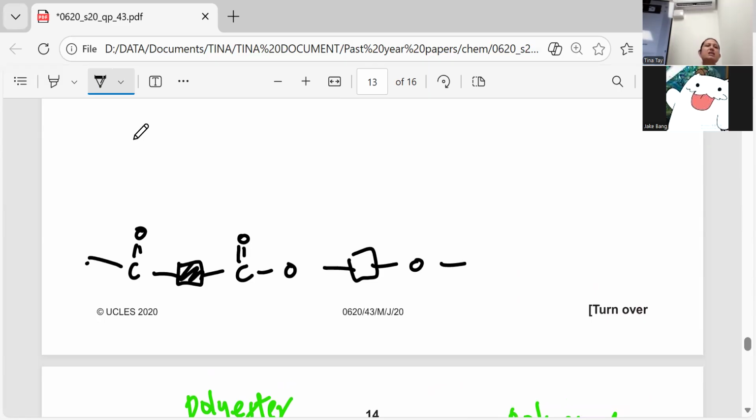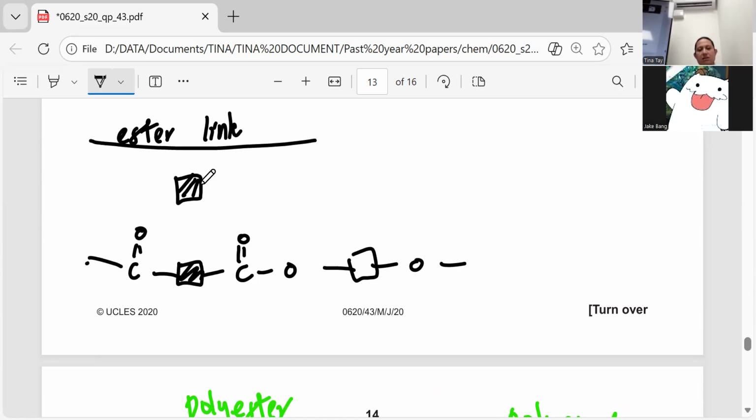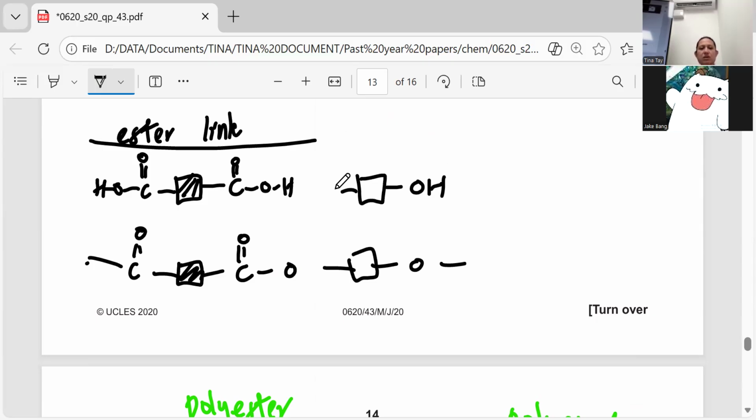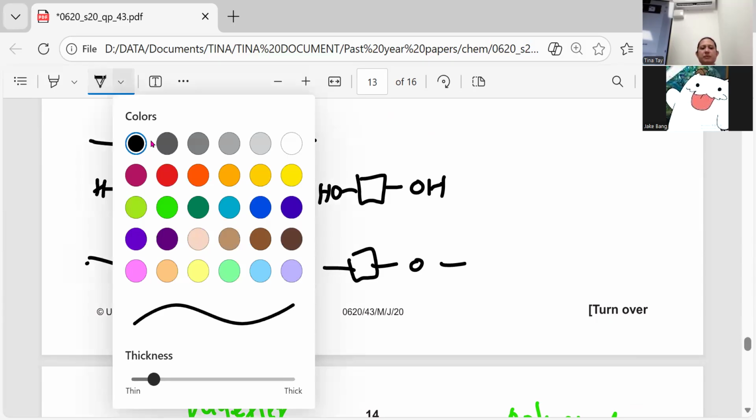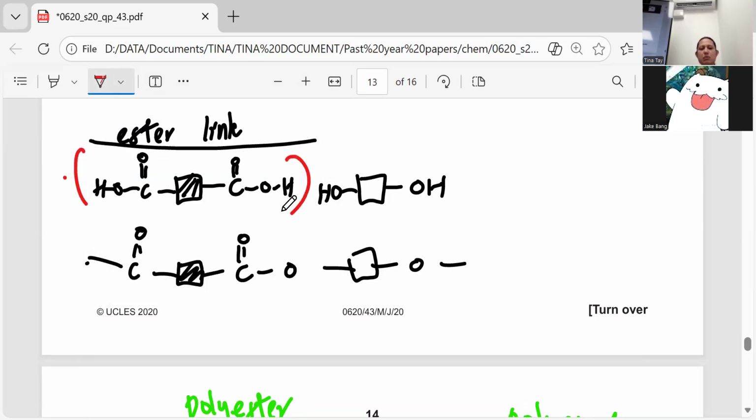Polyester is from an ester link. The 2 monomers would be this one. Remember how ester is made from carboxylic acid and alcohol? So this is the acid, this one is the alcohol. This one is monomer 1, this one is monomer 2. It will repeat itself: monomer 1, monomer 2, monomer 1, monomer 2.